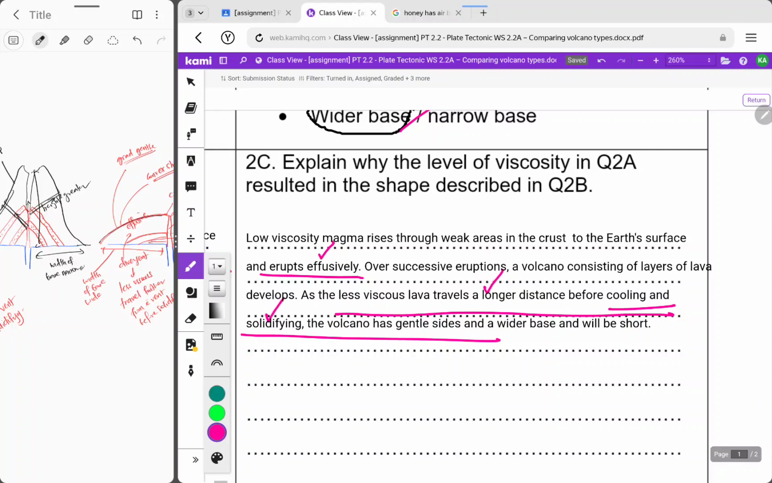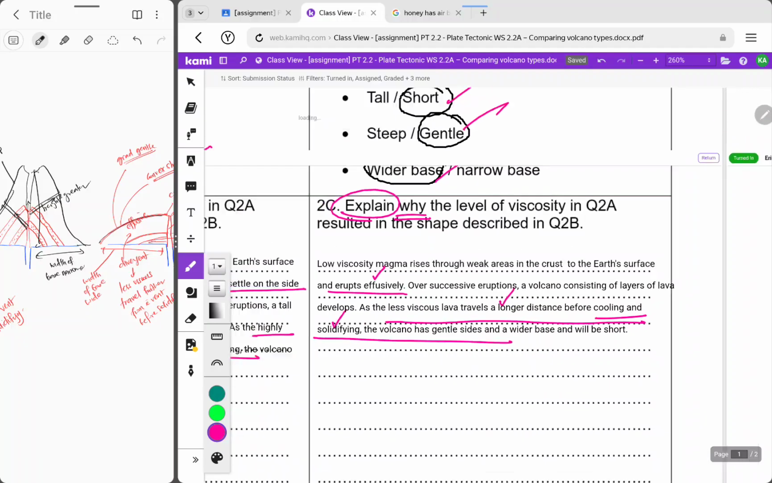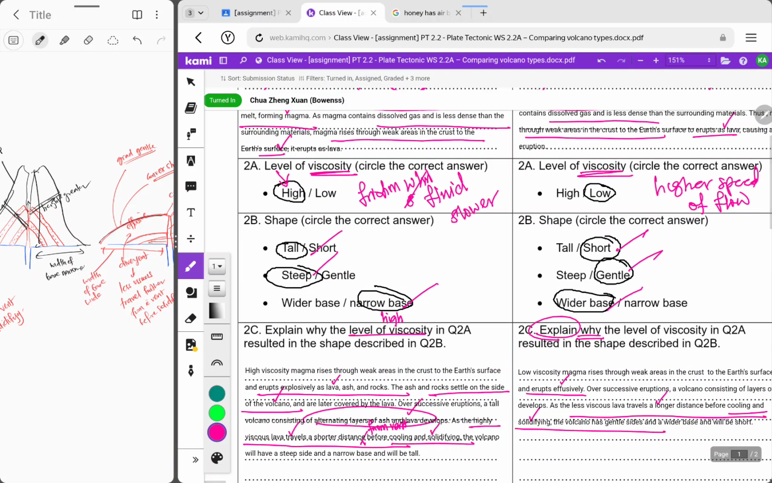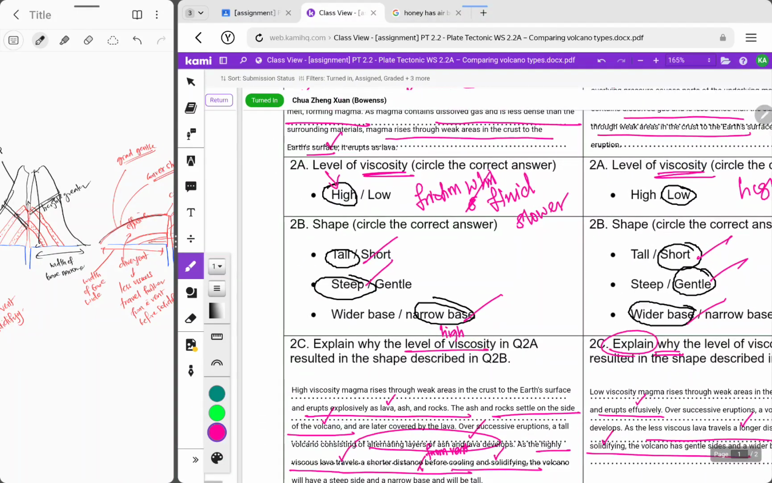Okay, in this case, again, if you see the command word here, explain why. So I'm asking you to explain the reasons why. I may ask you to describe the process. I may even ask you, and I purposely put them side by side so it's easy for you to see, to describe the differences in their process, or explain the differences, or just simply put 2A to the 2B one, describe the differences between the two volcanoes.